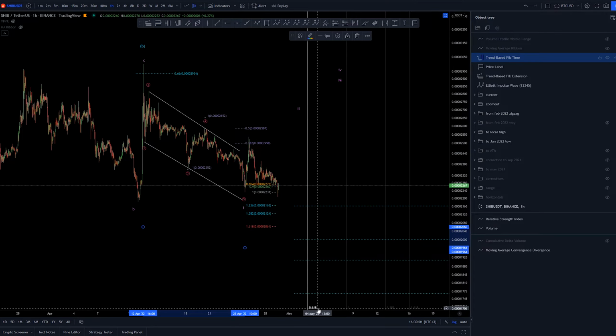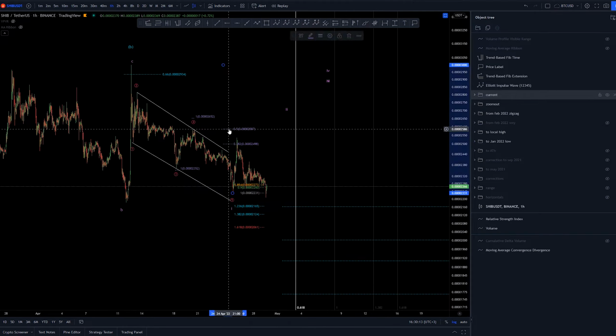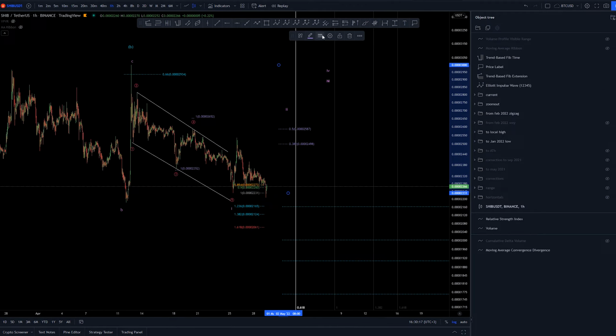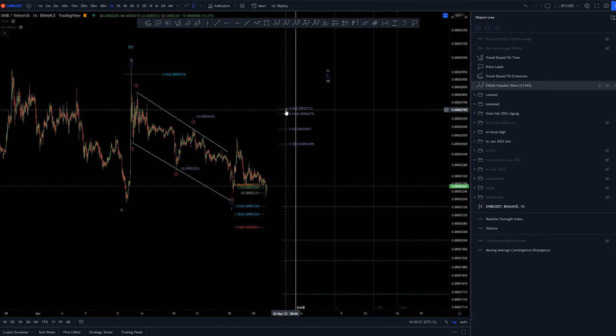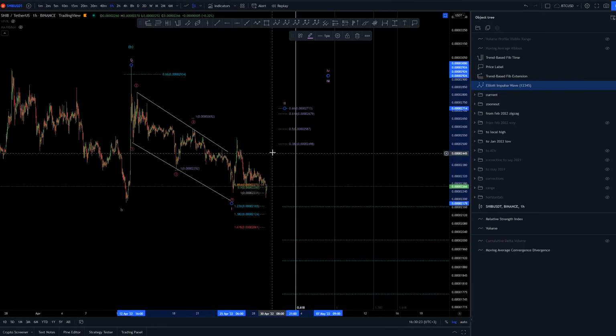So again, targets for this wave 2, we have it here. Let's move that over and add some golden pocket here, which would be basically our targets to see how high this goes. Now currently, if this is the end here, the C wave targets would be around these, so this would be micro.